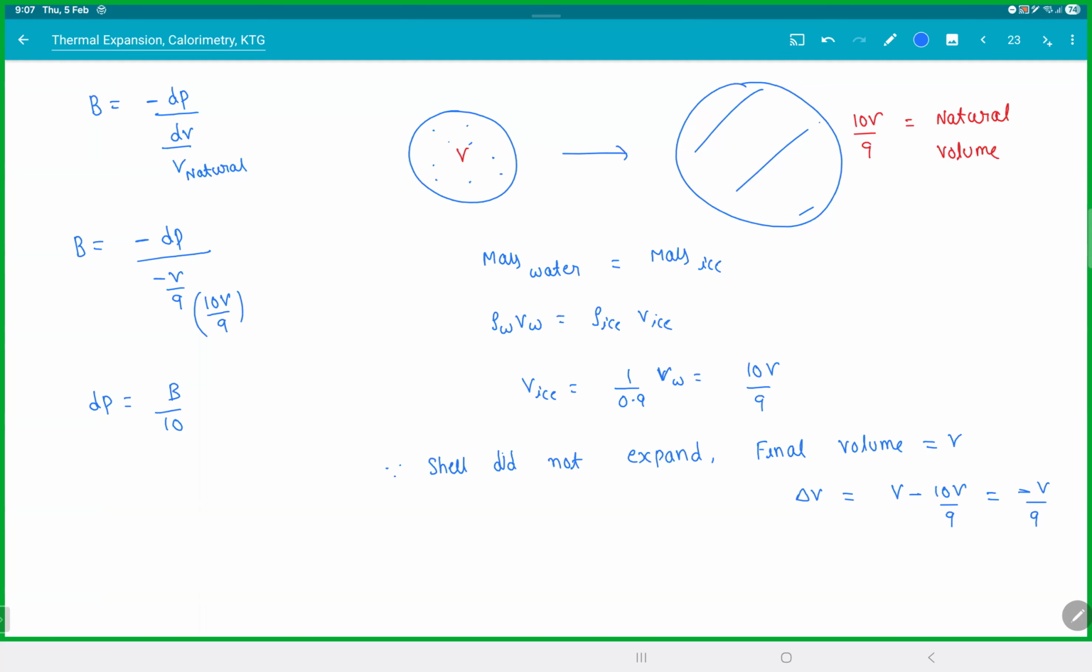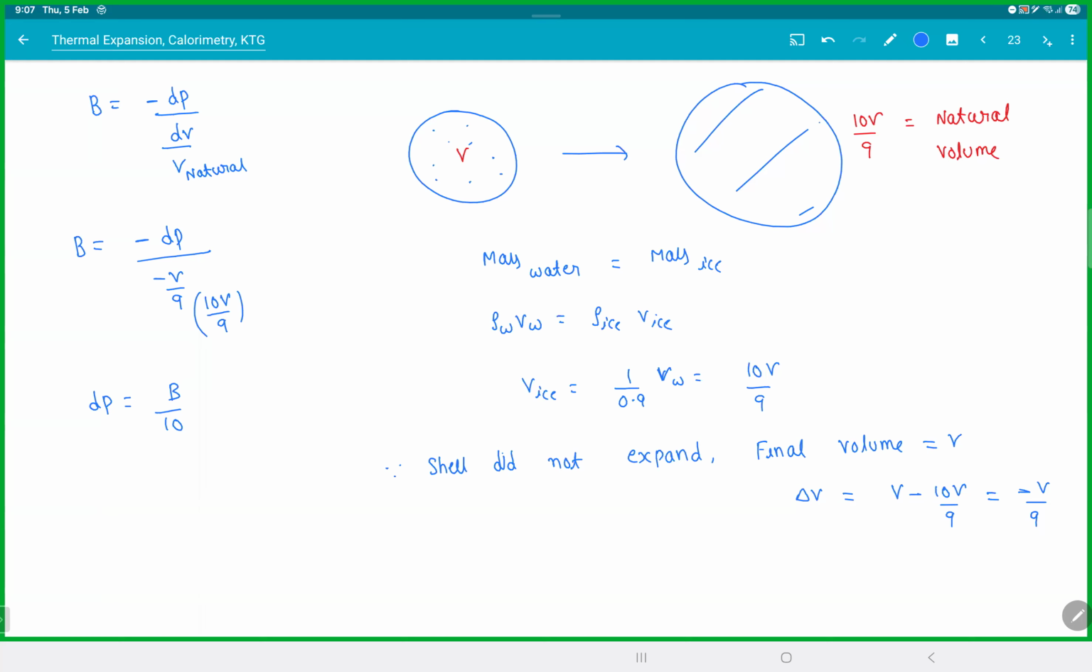The bulk modulus of ice is around 10 power 9 or something. So that comes to around 10 power 8 Newton per meter square. That's roughly around 1,000 atmosphere pressure. That is sufficient to break pipes. Clear with this? Yeah. All clear with this?